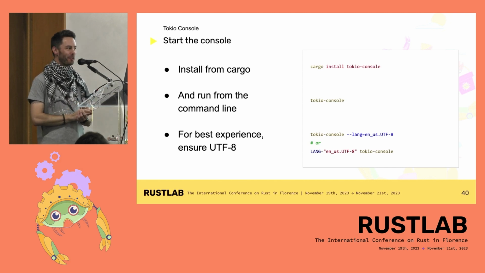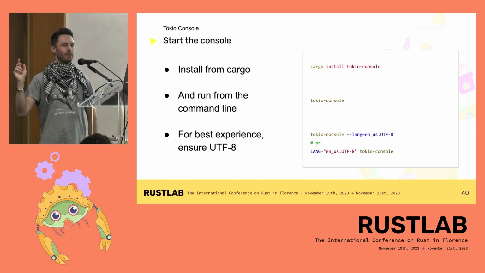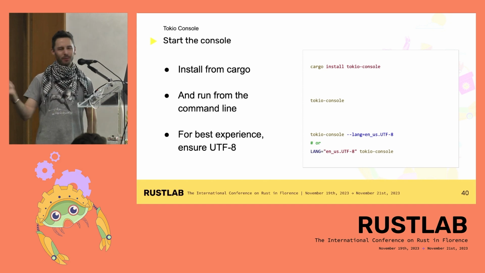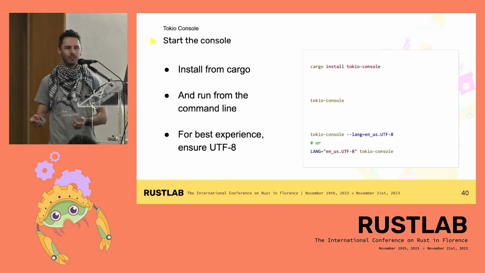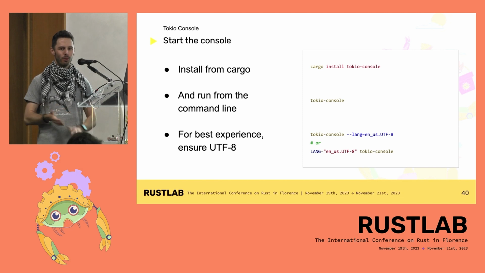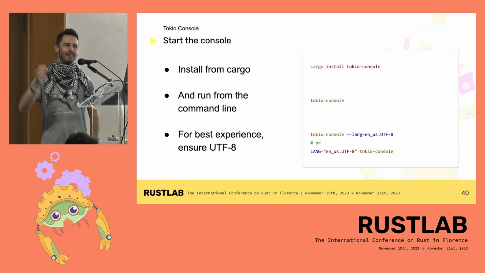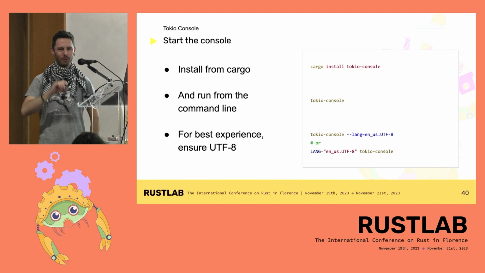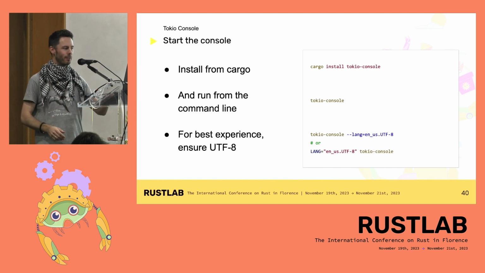On to actually using the console. You can install it from Cargo with cargo install tokio-console. Don't cargo install console, which I did the very first time I tried to use it, because that's something else entirely. Then you run it from the command line, also tokio-console. And for the best experience, you want to make sure that you've got UTF-8 support, not just that you have it, but that it's in your LANG environment variable, or you can pass it straight to tokio-console, and then you get pretty colors, and you get lines, and so on and so forth. It's a terminal application, but you need to tell it that you're happy with UTF-8 use.